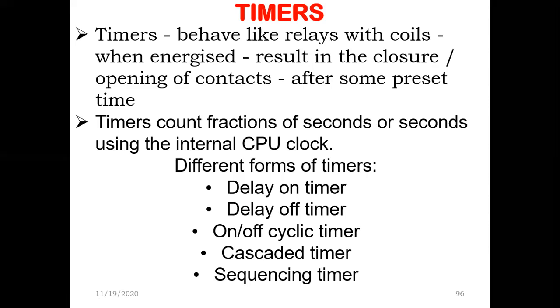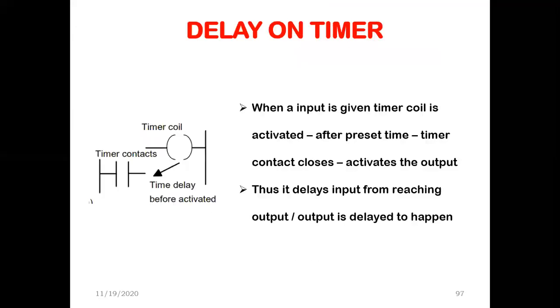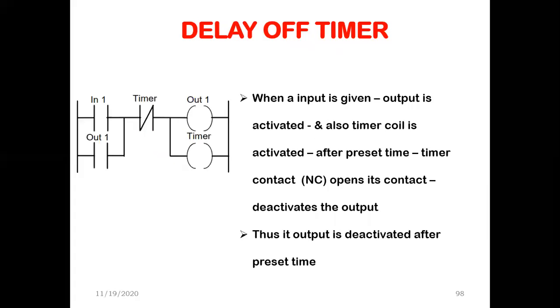Different forms of timers: delay on timer, delay off timer, on off cyclic timer, cascaded timer, and sequencing timer. In the delay on timer, when the input is given, the timer coil is activated. After the preset time, the timer contact closes and activates the output, thus delaying the input from reaching the output, or the output is delayed to happen. So this is the delay on timer.